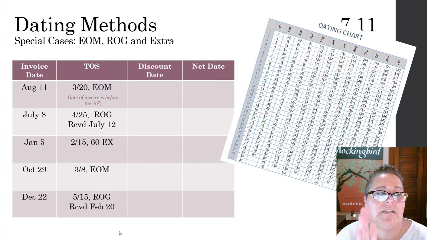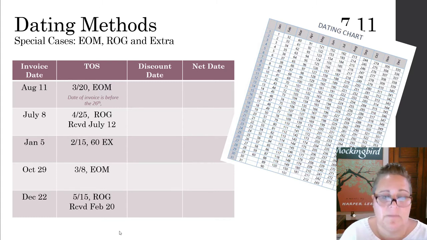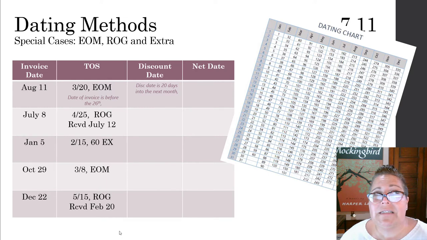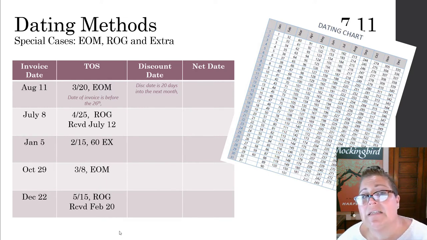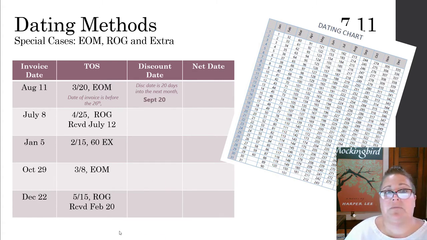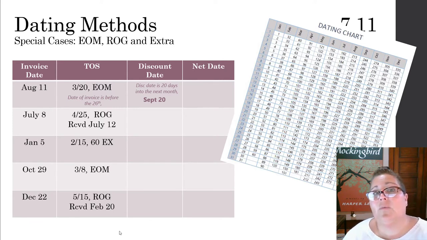So since it is before the 26th of the month, that means my discount is 20 days. Why 20? Because it's 320. It's a 3% discount if you're paying the first 20 days from the end of the month. So the next month after August is September. So September 20th is when I have to pay the discount. If I want the discount, I need to pay by September 20th.